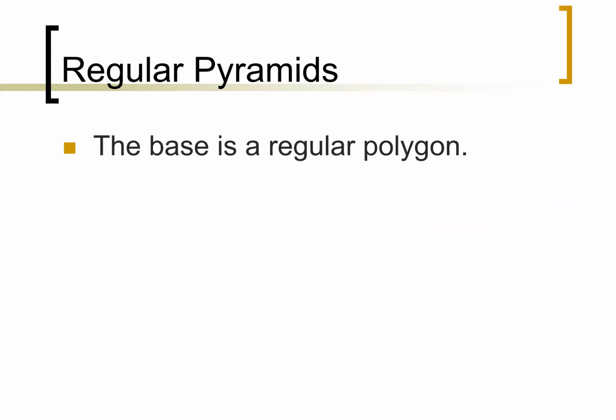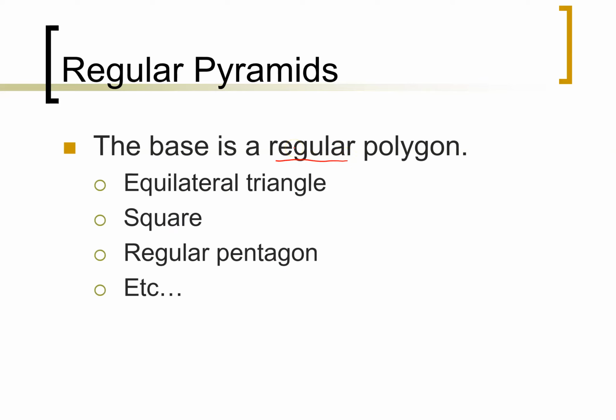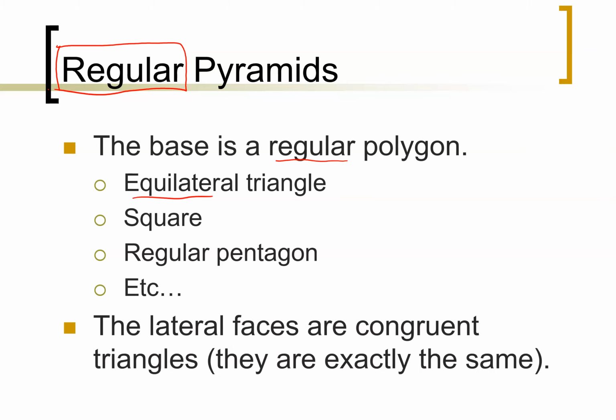Regular pyramids, all right? A regular pyramid has a base that is a regular polygon. That means it is equilateral. If it's a triangle, we call that an equilateral triangle. If it's a square, it has all 4 sides the same. A regular pentagon has all 5 sides the same, and so on. That's what the word regular refers to when discussing solids. The lateral faces are congruent triangles. Congruent means they are exactly the same.